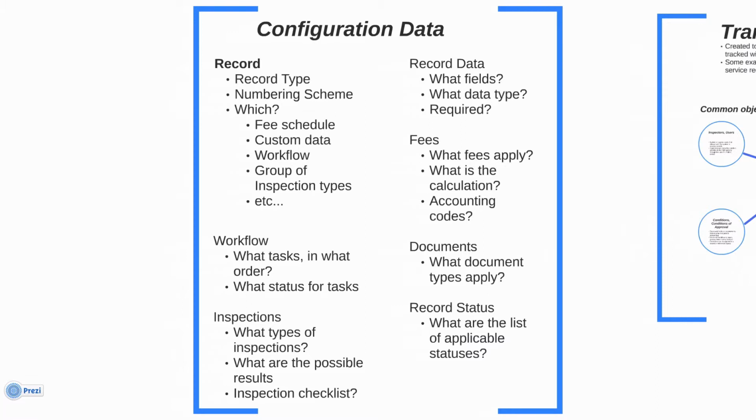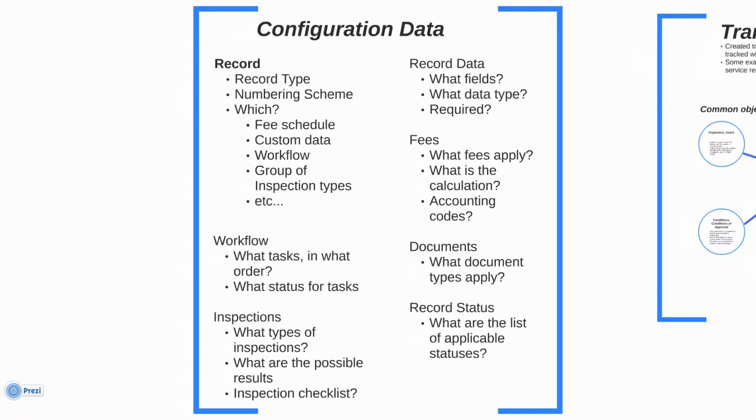Documents. What types of documents apply? For maybe a larger permit, do I need to submit a set of plans? Do I need to submit any approvals from the planning office or a historic group? Those types of things. I can define what document types would apply for this particular record type, and that would allow customers and back office staff to upload those documents and correctly identify what type of document it is when I'm uploading it.